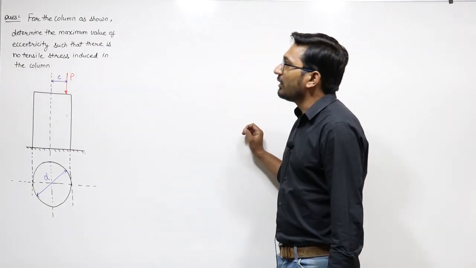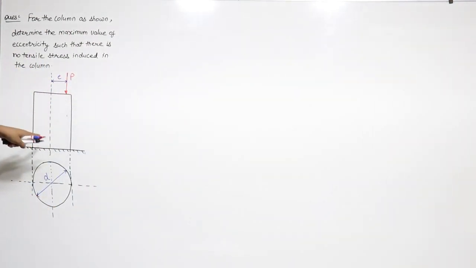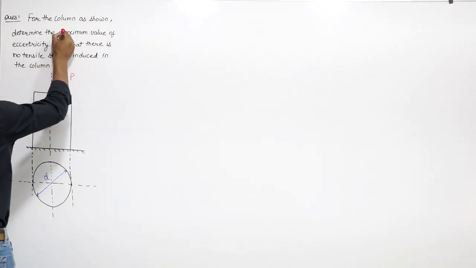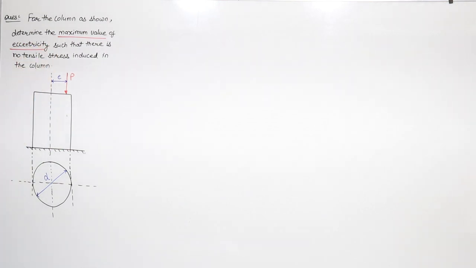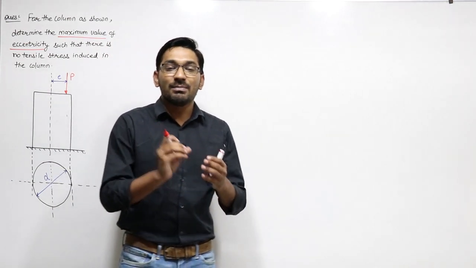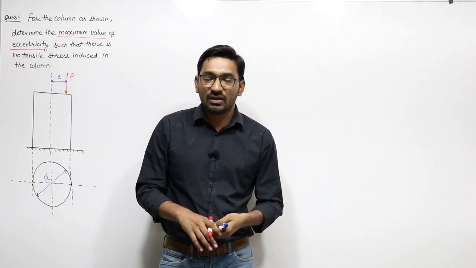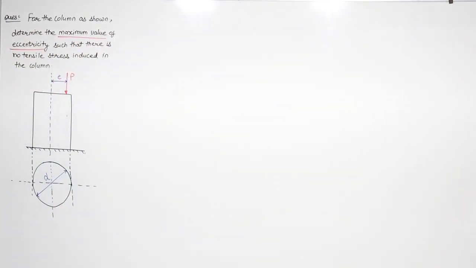Let us solve one more numerical on this chapter. The numerical says that for the column as shown in this figure, we have to determine the maximum value of eccentricity such that there is no tensile stress induced in this column. We have a circular column of diameter d. A column is a vertical structural member which is under a compressive load. If you apply a compressive load to any structural member, then it is a column. So we want to know the maximum value of this eccentricity E so that there is no tensile stress induced in this column.